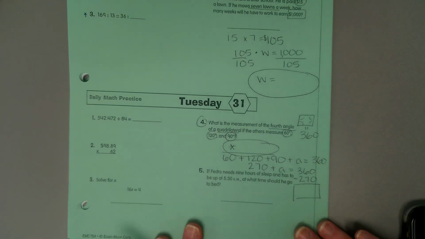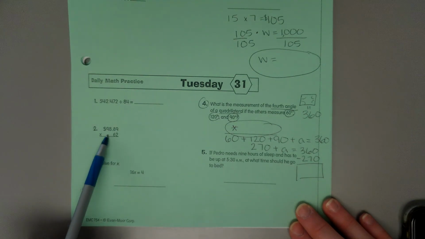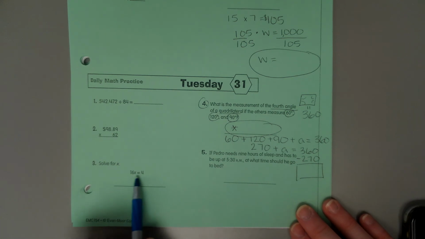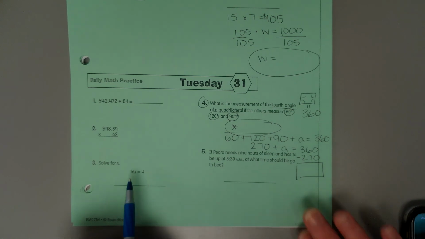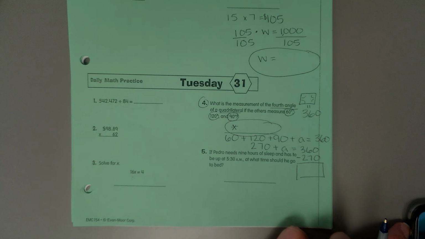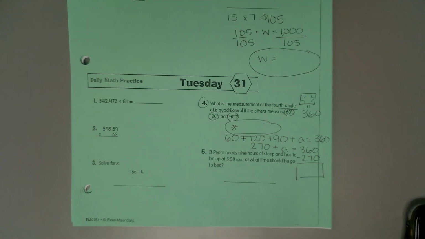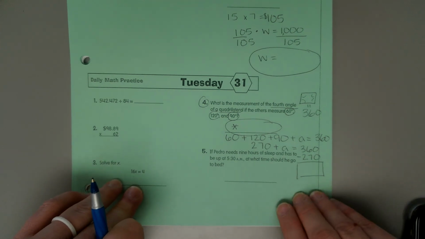The rest, I think, should be a calculator. You guys have been practicing this in class. So if you forget, let us know. But you want to get your x by itself. And if Pedro needs 9 hours of sleep, he has to be up at 5:30. So you count backwards 9 hours on that one.